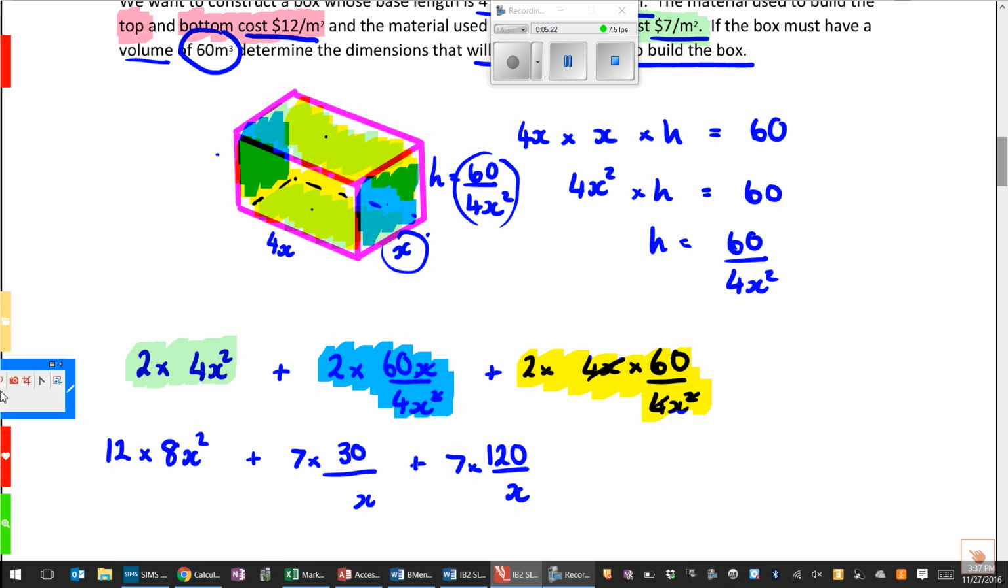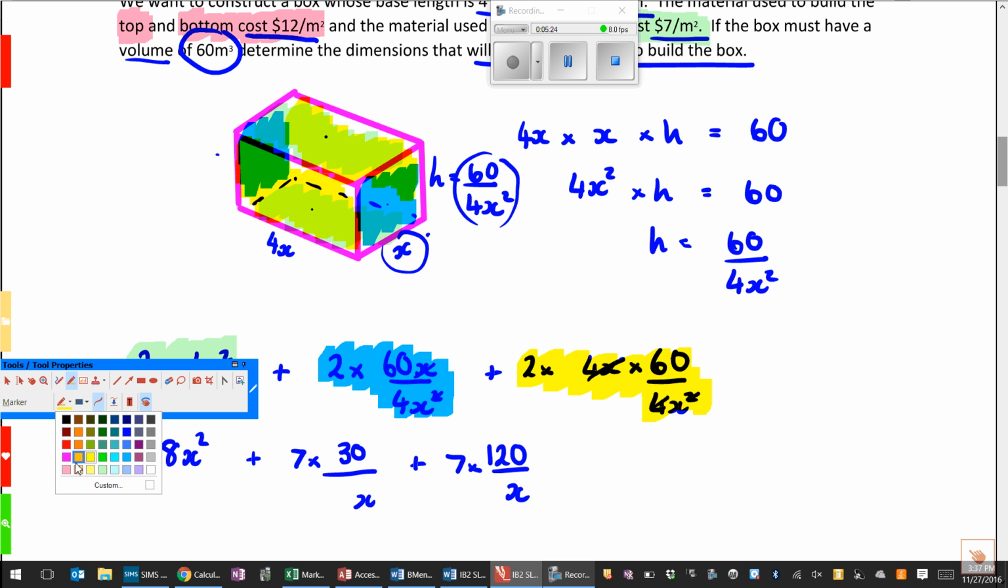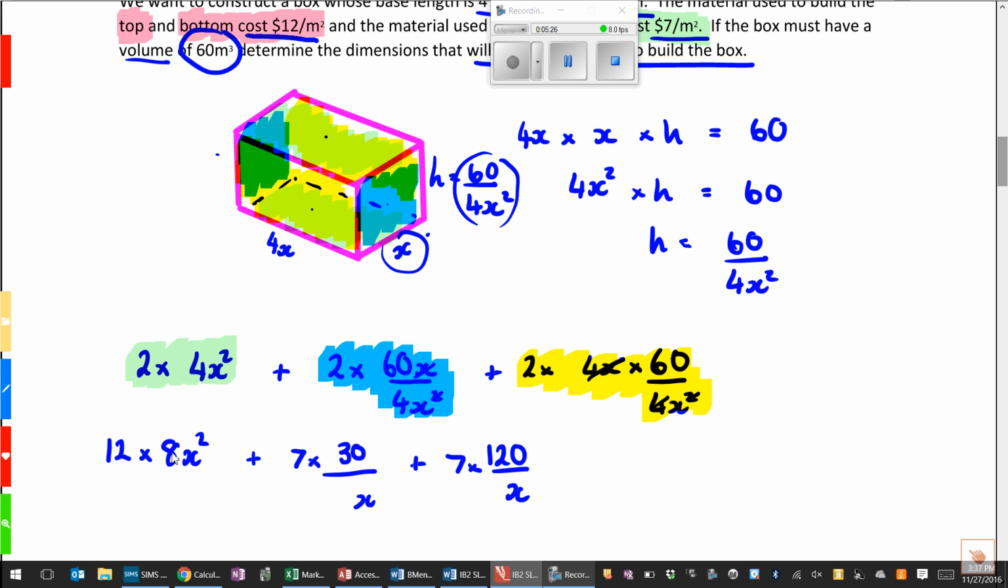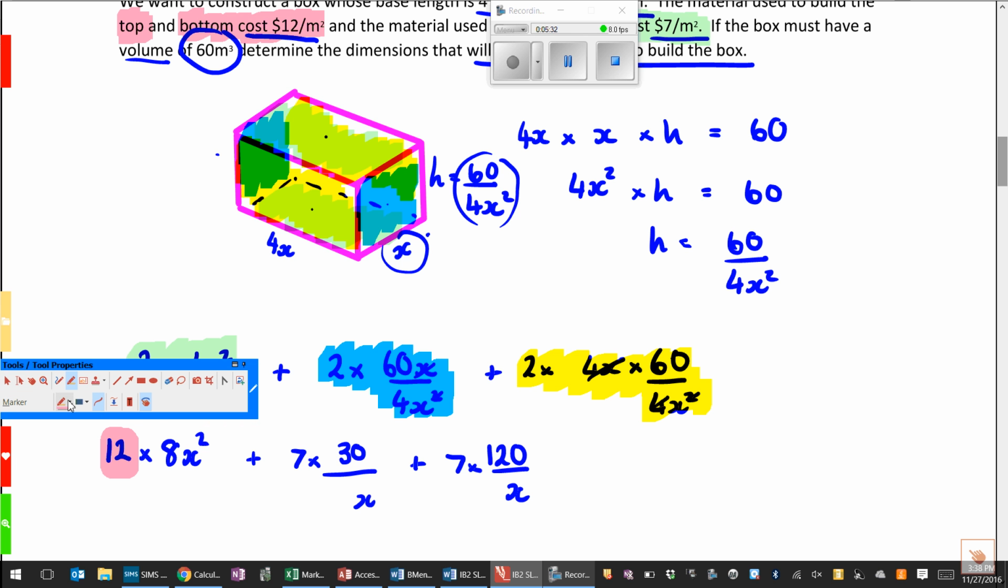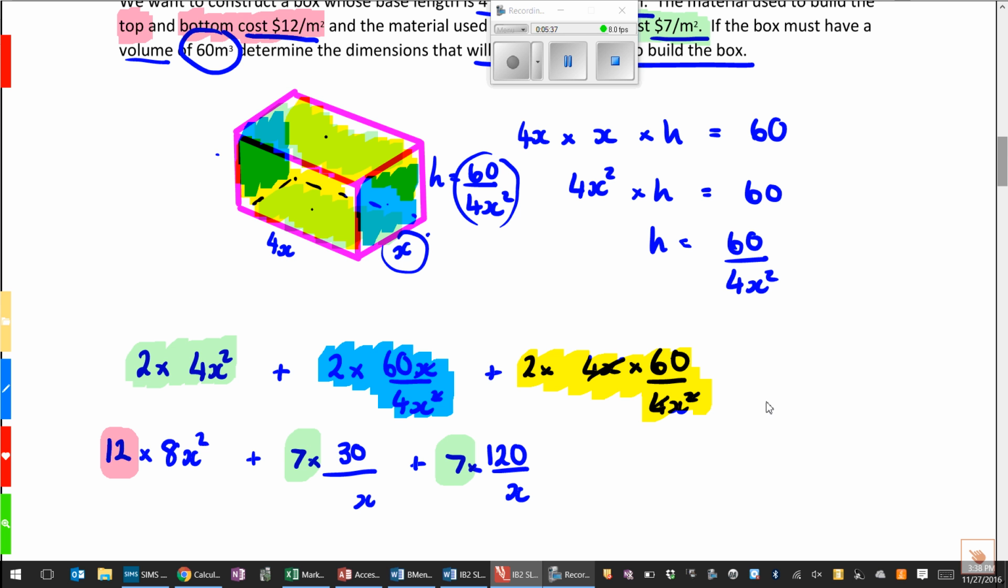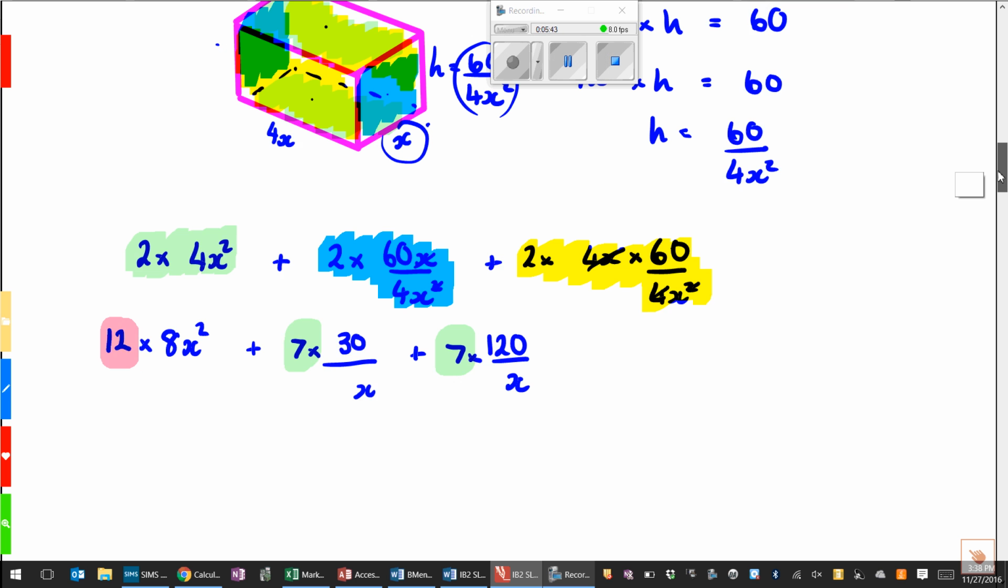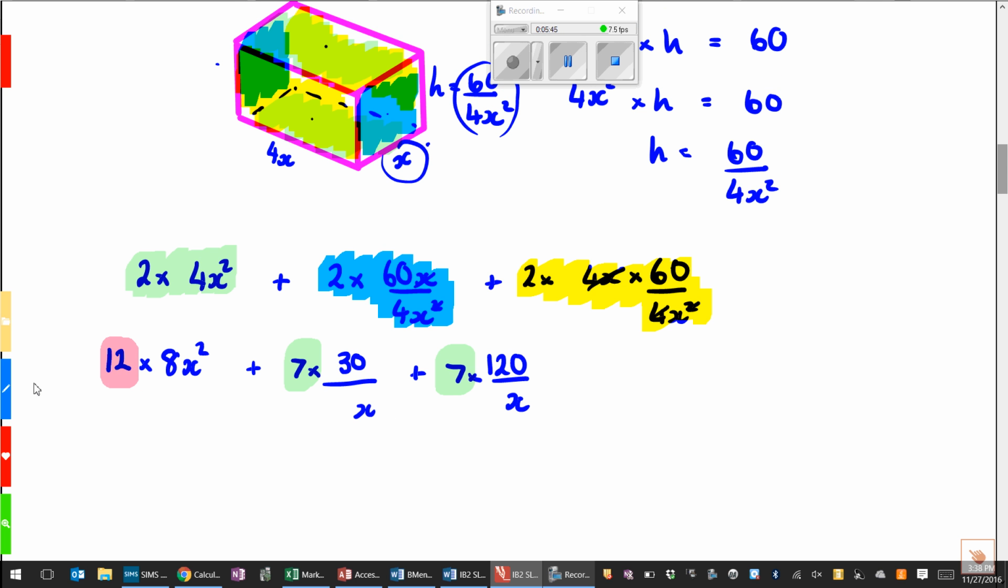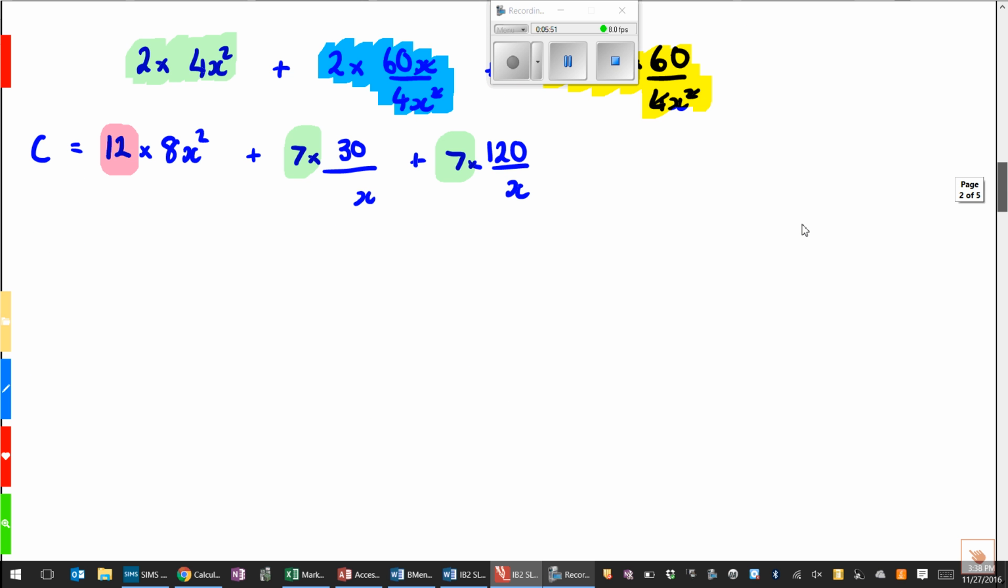So we should have 12 meters squared for those two, top and bottom, and we should have $7 per meter squared for the other sides. Okay, so that is our cost function.